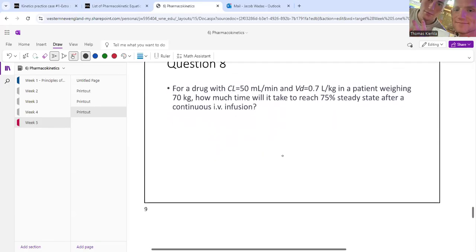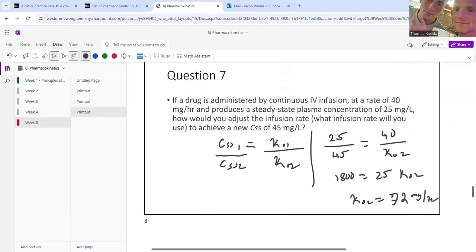All right, last question. For a drug with a clearance of 50 milliliters per minute and a VD of 0.7 liters per kilogram in a patient weighing 70 kilograms, how much time will it take to reach 75% steady state after continuous IV infusion? Pay attention to the units. What's the answer to the last one? 72. 72 milligrams per hour.